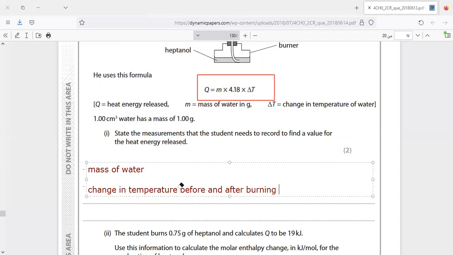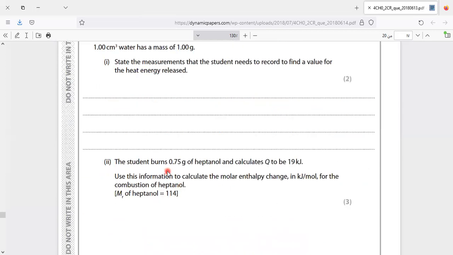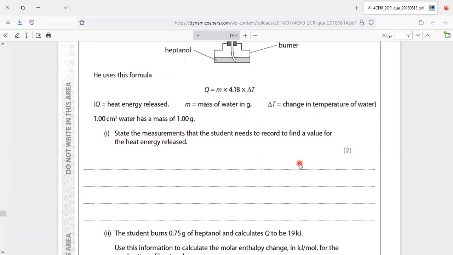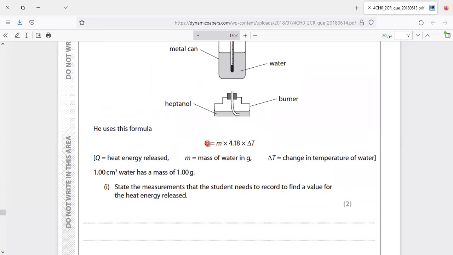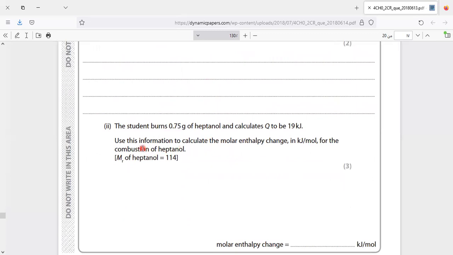Okay, question number 2. The student burned 0.75 gram of heptanol and calculated Q to be 19 kilojoules. So he calculated Q and got 19 kilojoules. Use this information to calculate the molar enthalpy change for the combustion of heptanol. And they give me here the Mr of heptanol, which is 140. Okay.